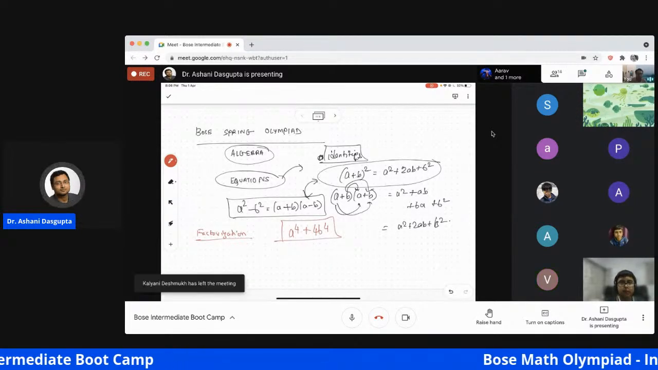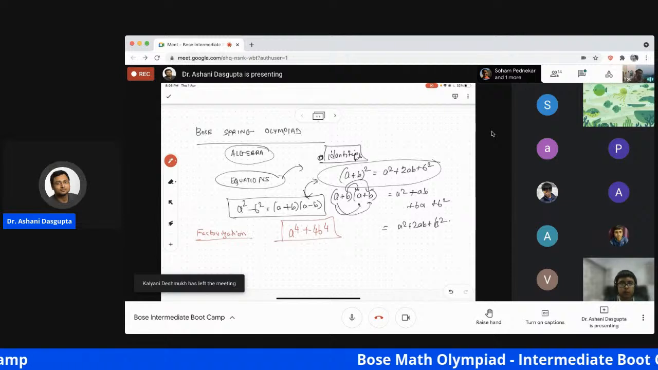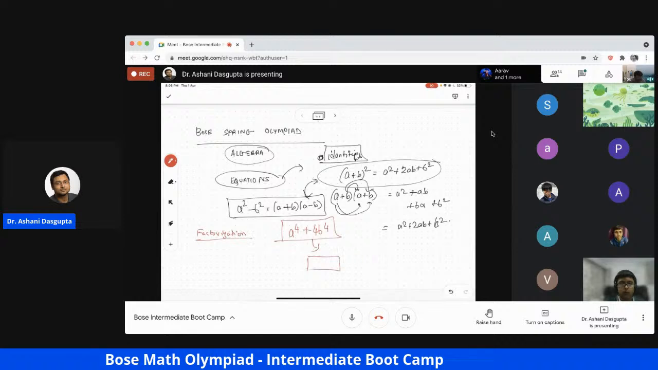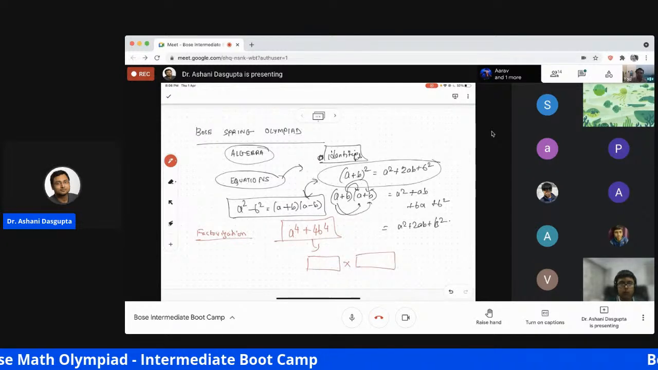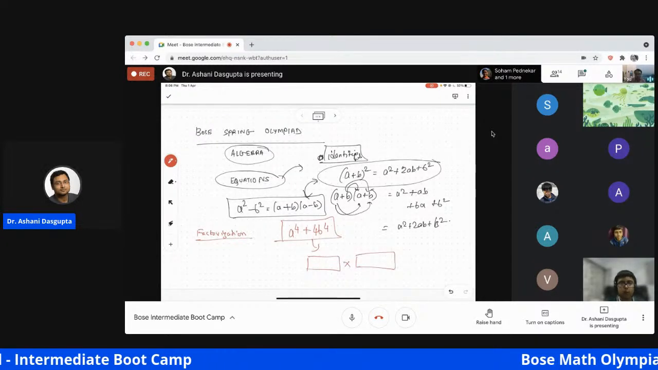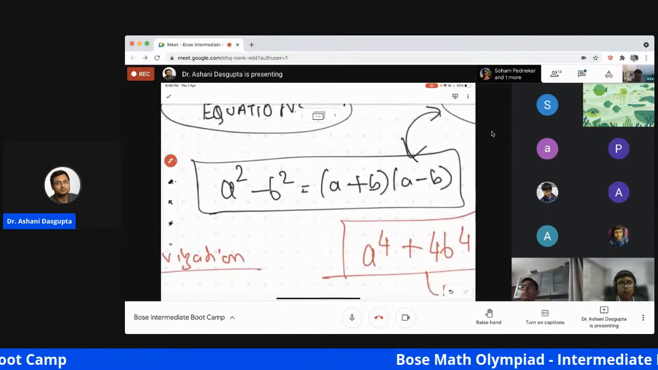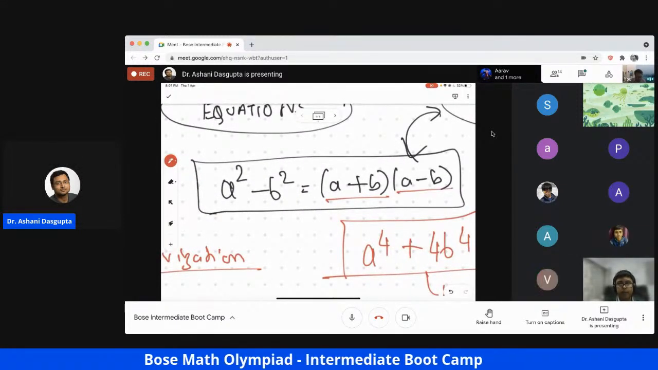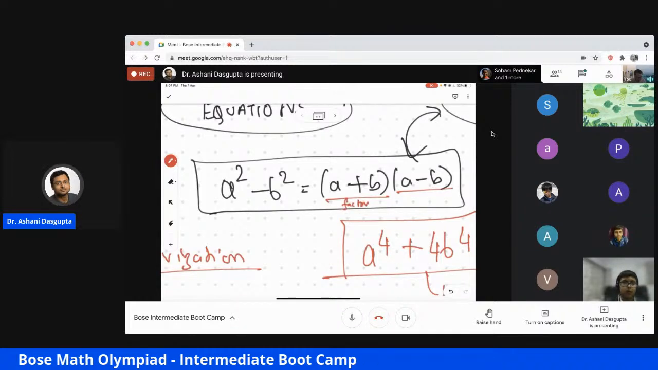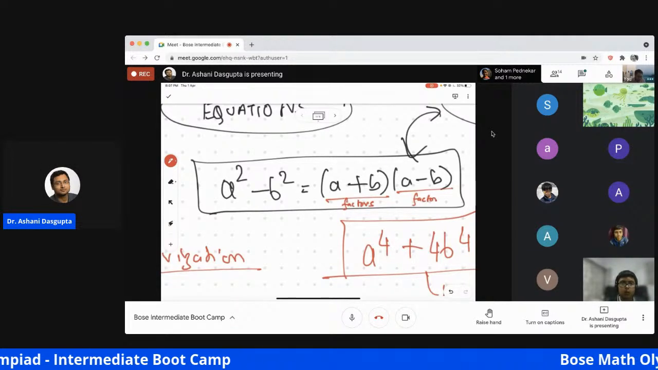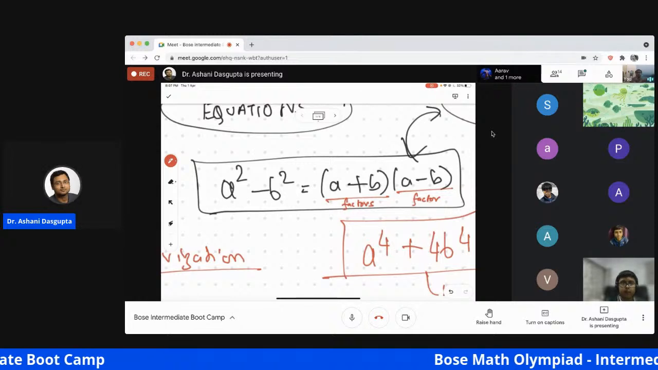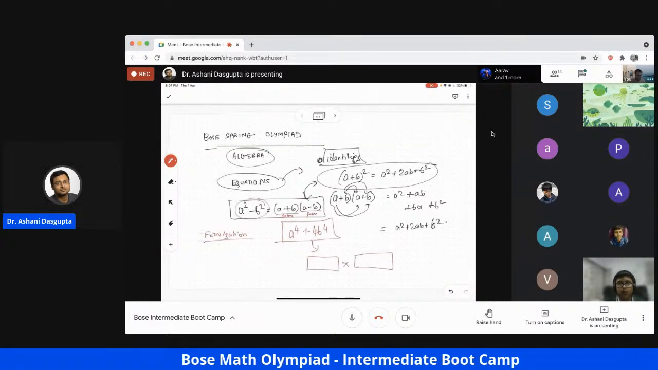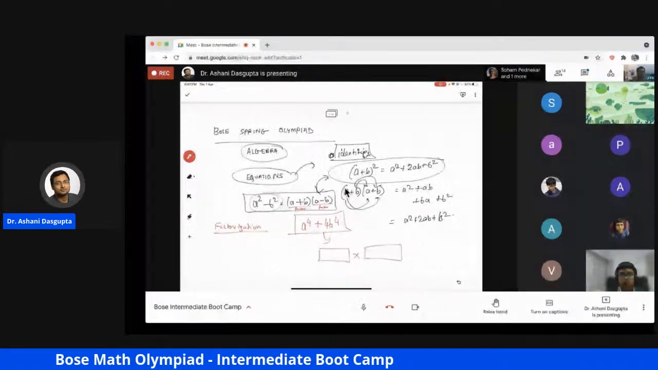So what do I mean by factorization? I mean that you can write this as a product of two factors. One example of factorization was a square minus b square equal to (a plus b) times (a minus b). So each of these things are known as factors, and you multiply two of them to get a square minus b square, and you're kind of happy. Okay, so I'm able to write them as a product of two things.